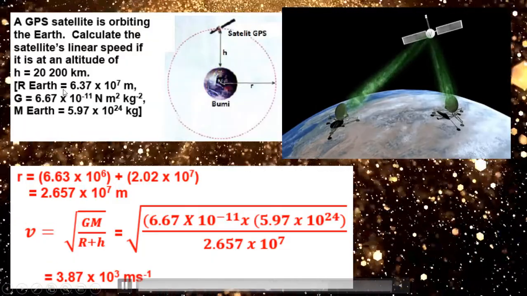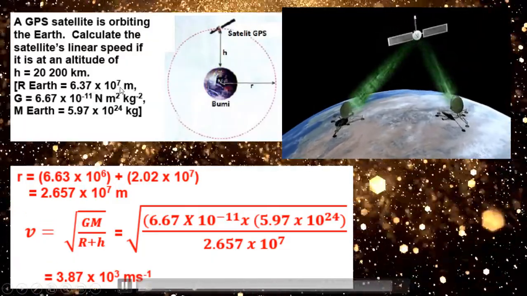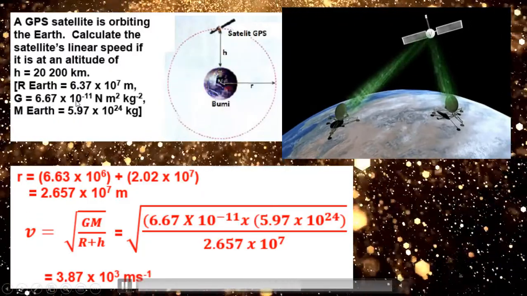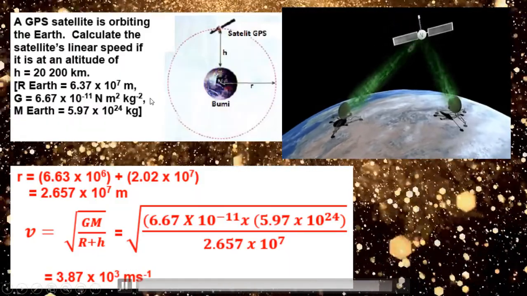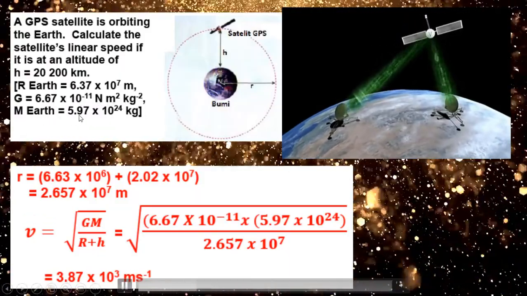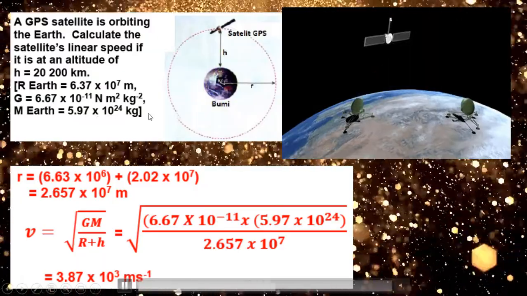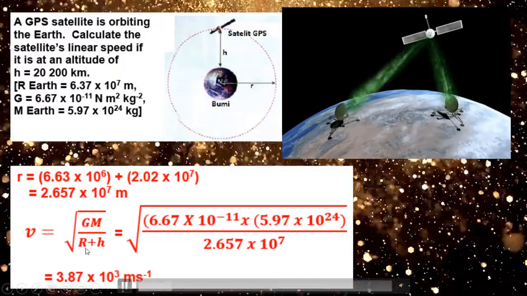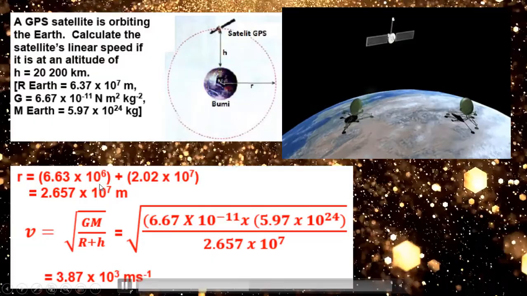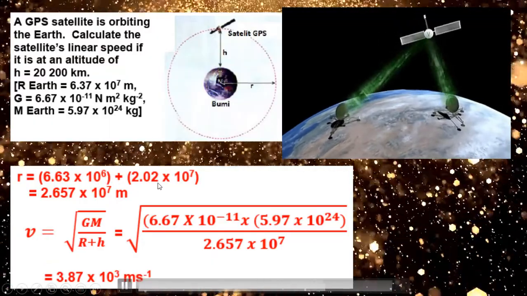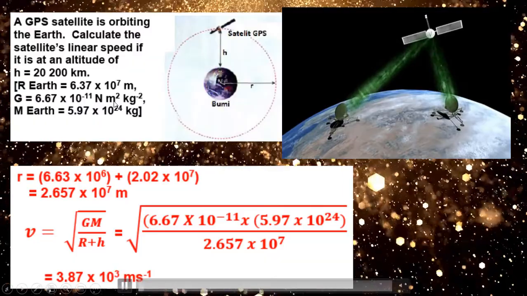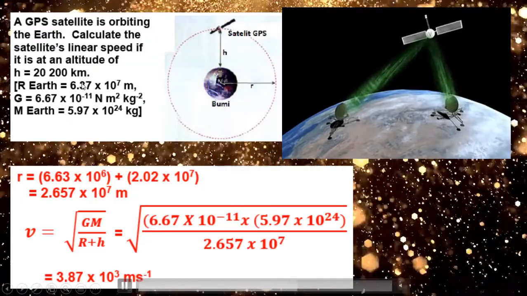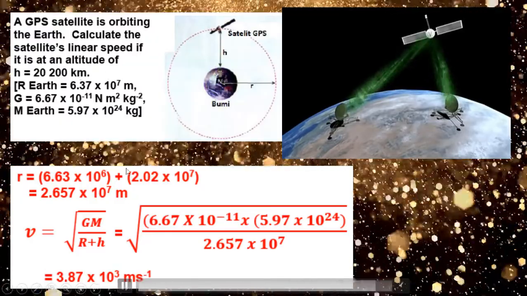Given that R is equal to 6.37 times 10 to the power of 6 meter, G equals 6.67 times 10 to the power of minus 11 Newton meter square kg minus 2, and the mass of the Earth is 5.97 times 10 to the power of 24 kilogram. So we have to calculate r. So r means the radius of the Earth, 6.37 times 10 to the power of 6 plus 2.02 times 10 to the power of 7. This is kilometer, so I convert to meter, times 1000, so that's why I get this.